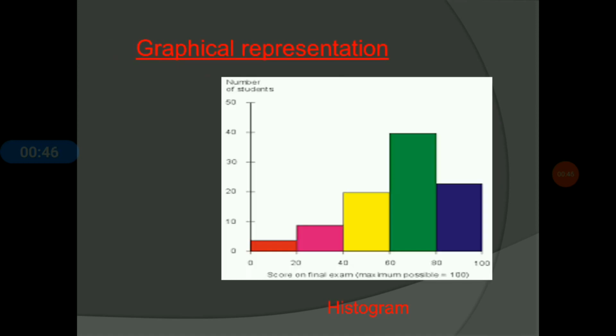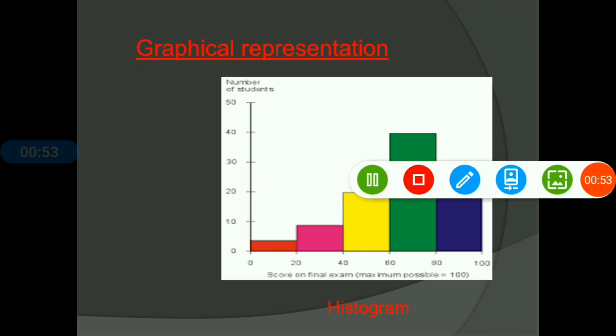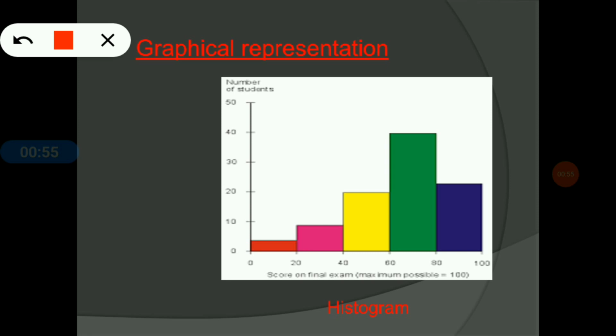Here is the graphical representation of a histogram, and we measure the number of students on the vertical axis and the score on a final exam on the horizontal axis. We can see it is very similar to the bar diagram in looks. A histogram helps to show the frequency distributions, because we are using grouped frequency data, and how often each different value in a set of data occurs.